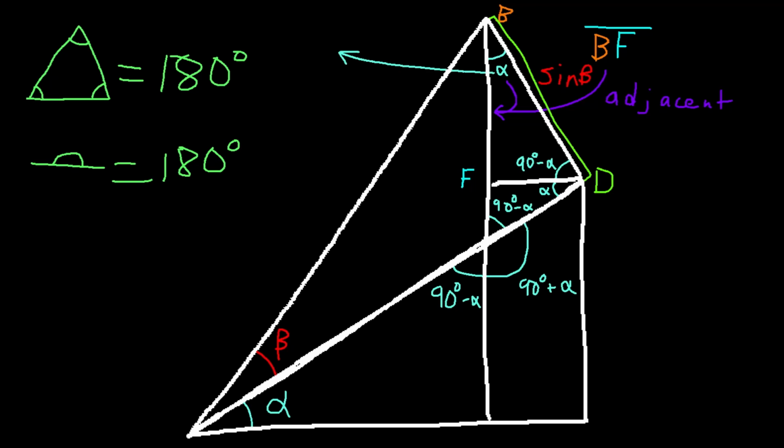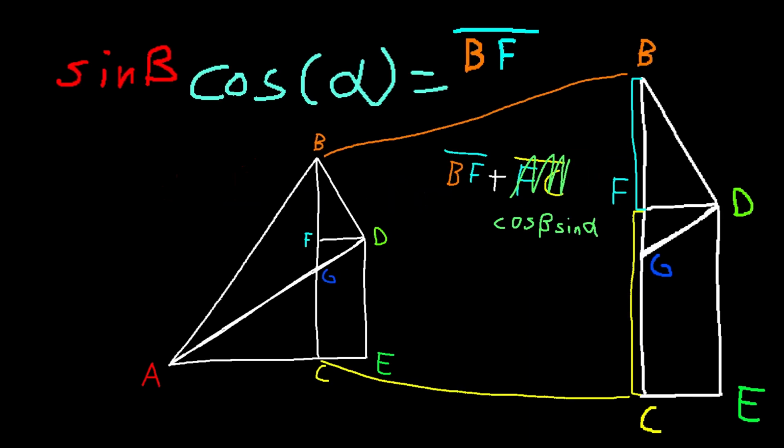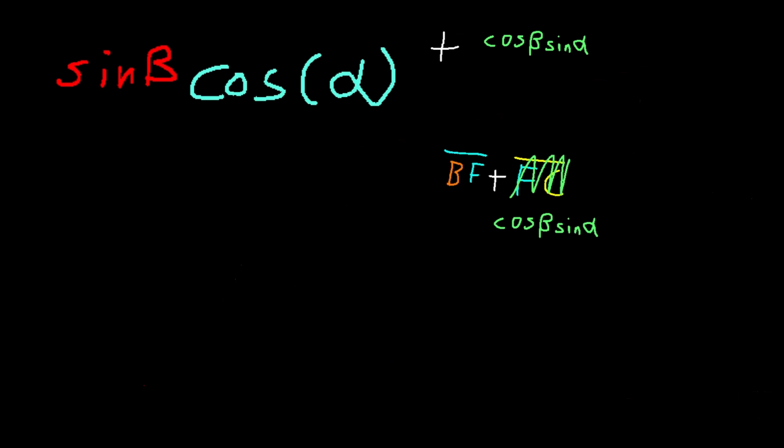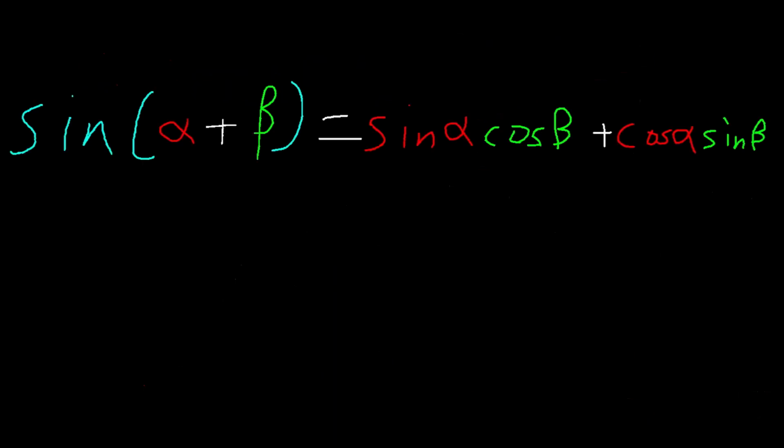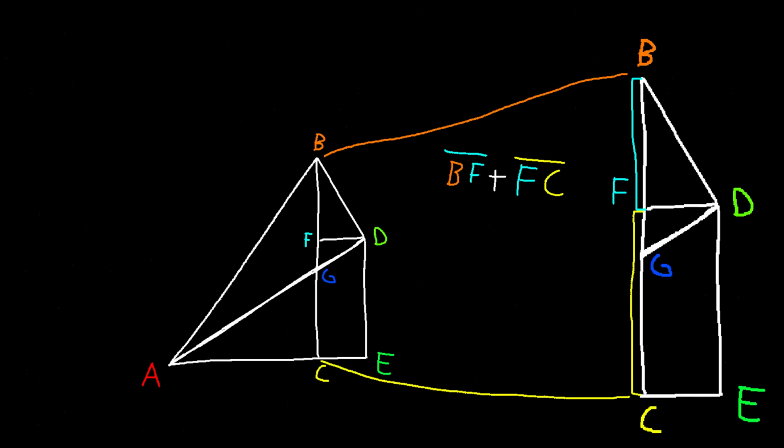With these, we can determine that cosine of alpha is equal to BF over sine of beta. Multiplying both sides by sine of beta, we get cosine of alpha times sine of beta is equal to BF. Now that we have our two parts, let's add them together to get the formula. With this formula, you can also derive certain things like the double and half angle formulas.